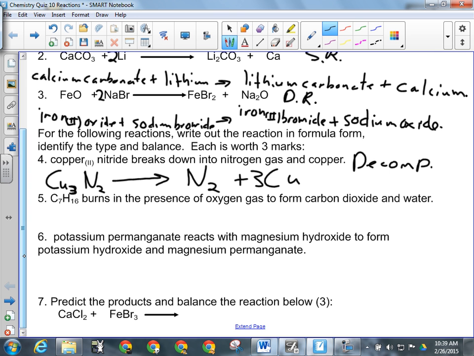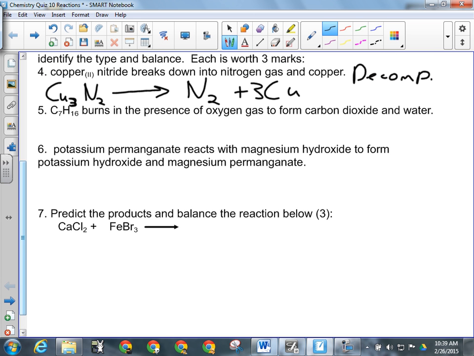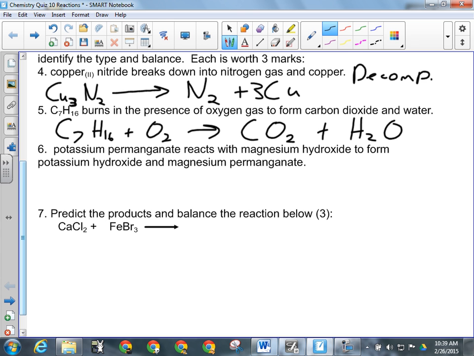Let's try number 5. I think that one will go a little better for us. Because I couldn't remember the prefix for 16, I just gave you the formula for that so you could just write it. C7H16 is reacting with oxygen gas to produce carbon dioxide and water. You got one for the name, one for the balancing, one for the reaction. If they have that, they get a mark. That's what that should look like. It doesn't matter, guys, if they have H2O first and then CO2, that's fine.